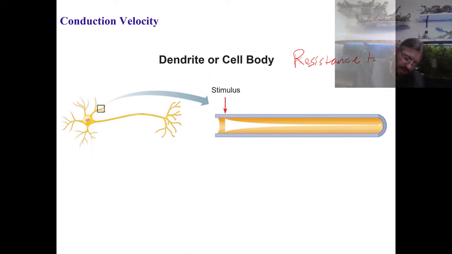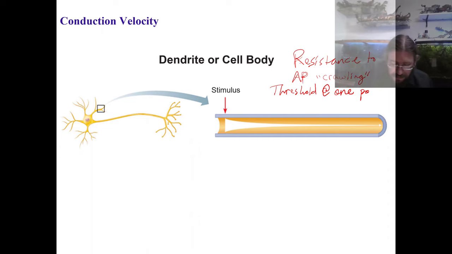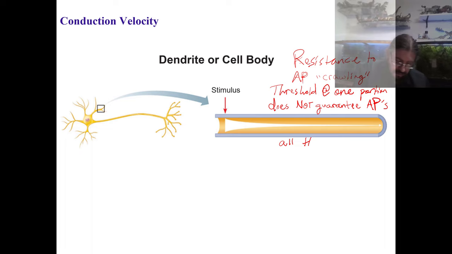To action potential crawling. In other words, a threshold at one portion does not guarantee thresholds all the way down. This might sound odd at first, but it's not odd. It's actually not a bug, it's a feature.